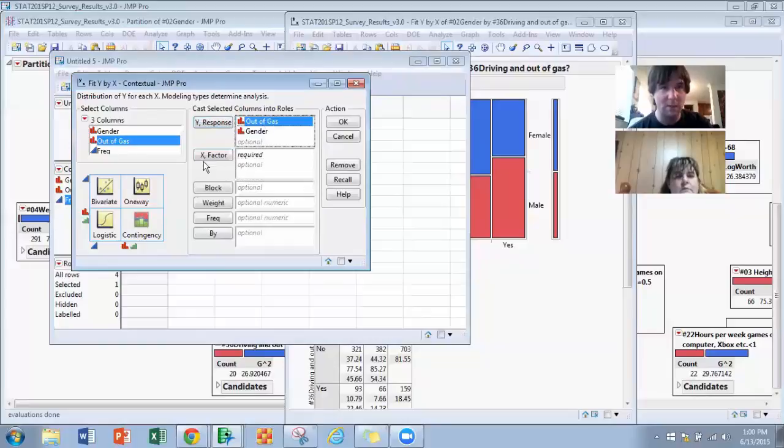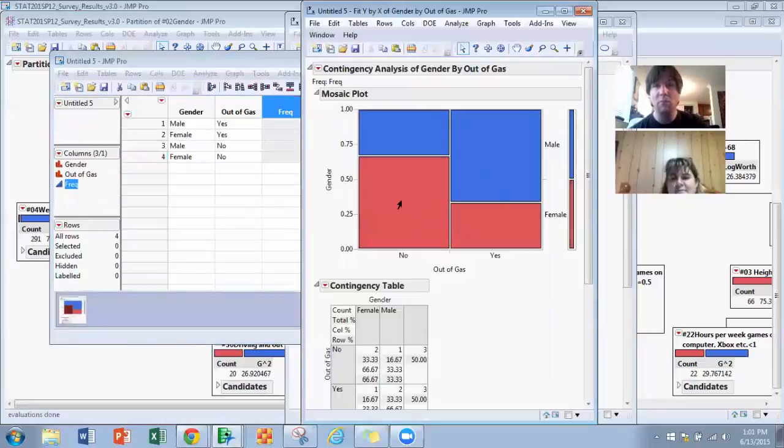Does running out of gas explain gender? Either way, they will still have the same relationship. I'm going to put in the frequency here because that's how we did the data. So this is a humongous gap. Okay, this is a little bit more advanced, so don't worry about it. I don't want to confuse you. But here's the thing.